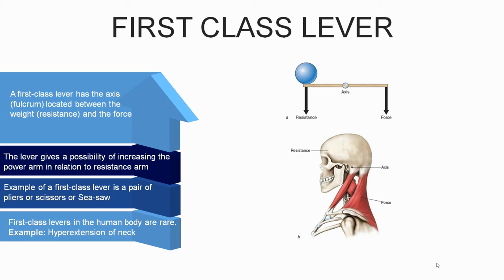First class levers in the human body are very rare. One example is hyperextension of the neck. The weight, that is the resistance, is the head, the axis is the joint, and the muscular action, that is the force, comes from any of the posterior muscles attaching to the skull, such as the trapezius. The head moves forward and backward.